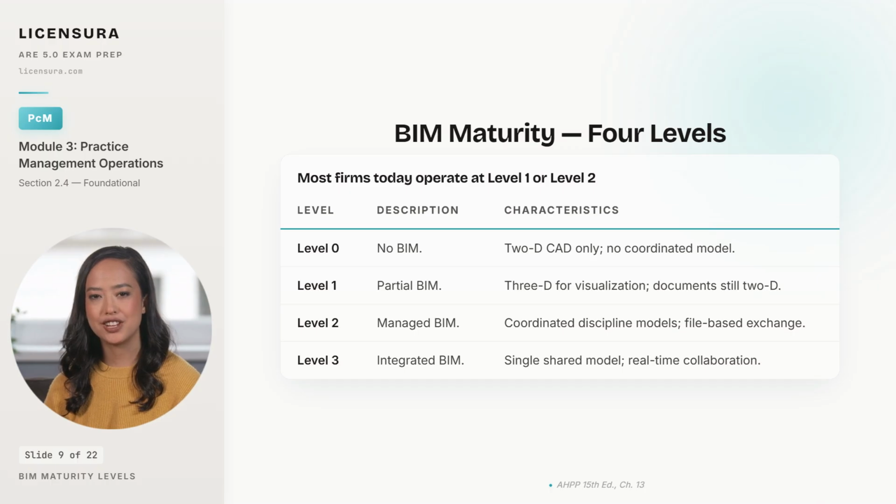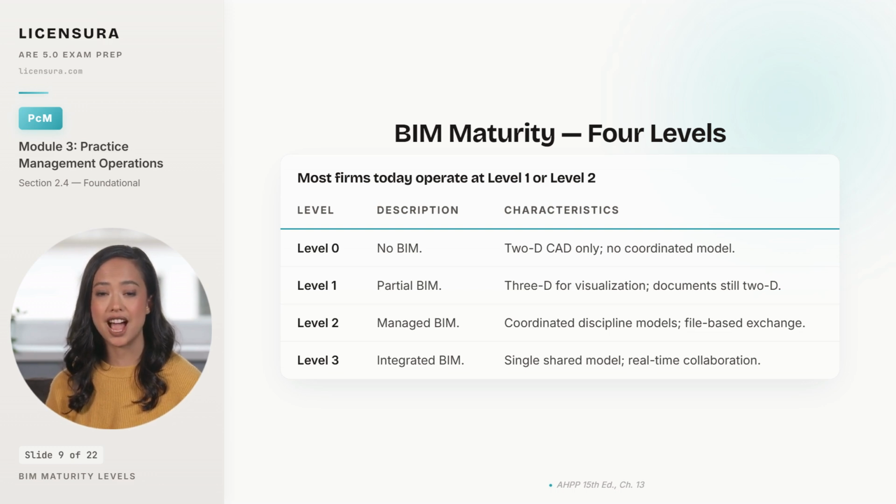Level 3 is integrated BIM, a single shared model in the cloud with real-time collaboration across disciplines and a single source of truth that updates as anyone touches it. Level 3 is still rare in US practice because it requires contract structures and software stacks that most projects don't yet support. But it's the direction the industry is moving, and the firms positioned for it will lead.